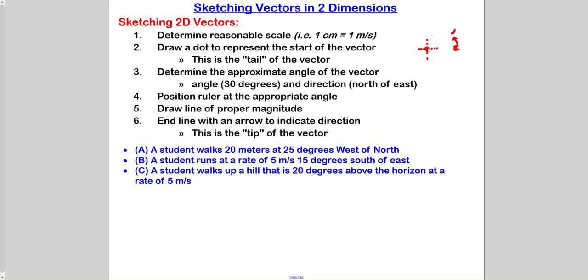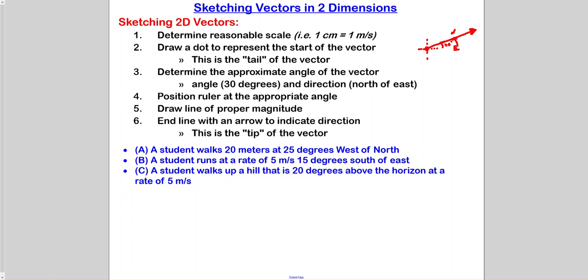How far? 30 degrees. I don't have a protractor here, so I'm just going to approximate. We'll say that this angle right here is 30. And I would draw my line however long. Let's say it goes out to here. And then I would end it with an arrow, and that is the tip. So my vector has a tip, that's the arrow where I end, and a tail, and that's where I start. So tip and tail. And this would be the vector that represented some magnitude at 30 degrees north of east.